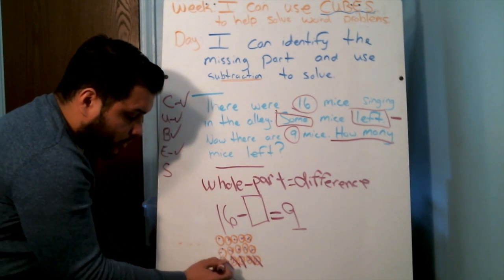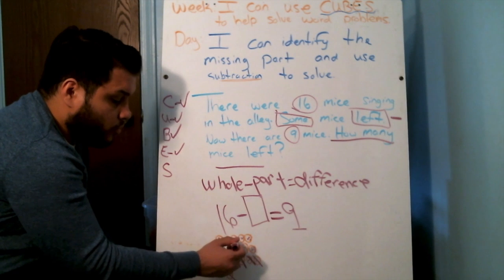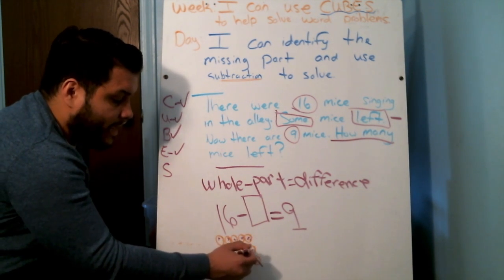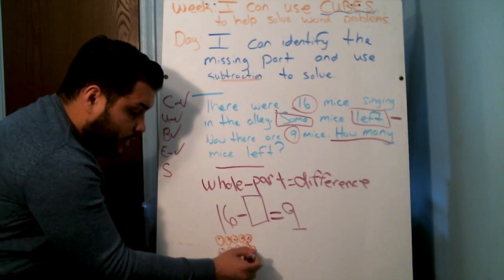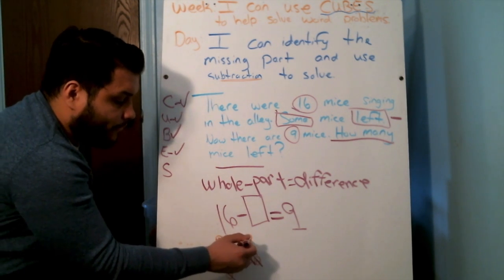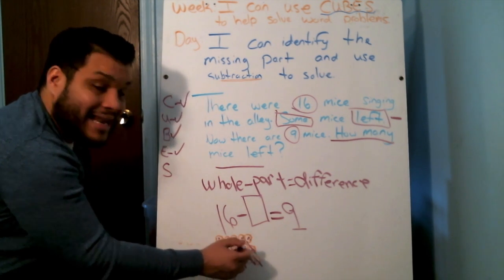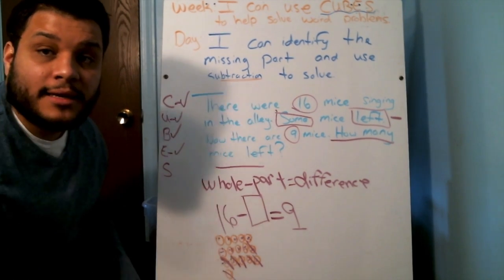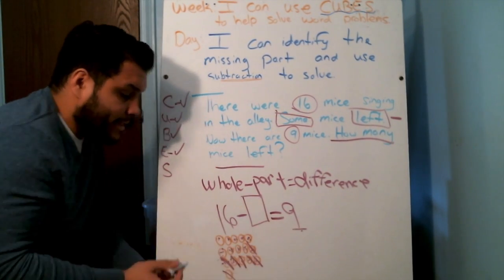Still not there. Cross another one out. 1, 2, 3, 4, 5, 6, 7, 8, 9, 10. Cross another one out. 1, 2, 3, 4, 5, 6, 7, 8, 9. Did I get to 9? Awesome. I got to 9.